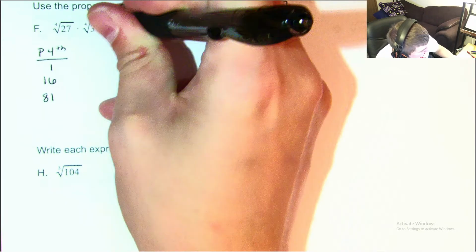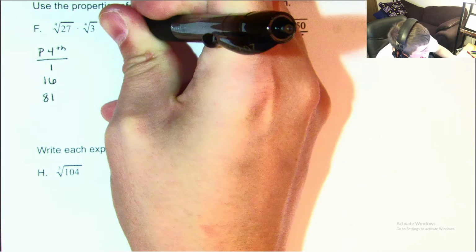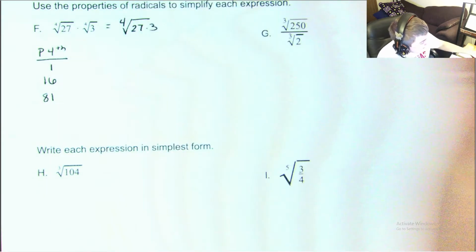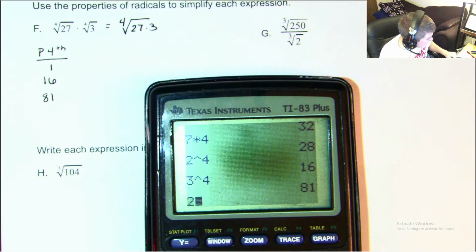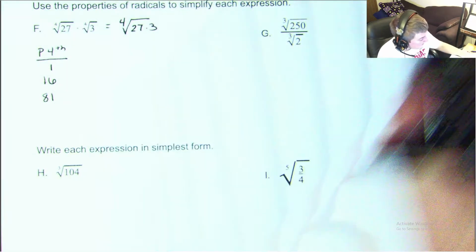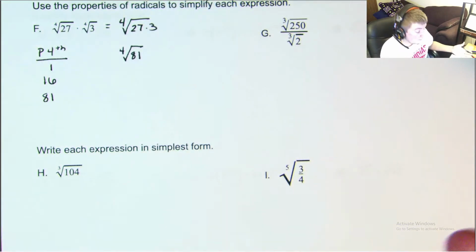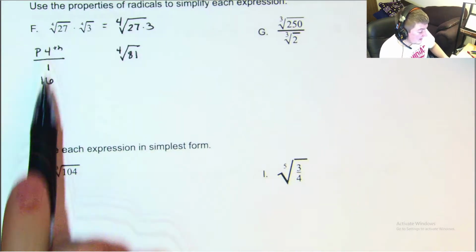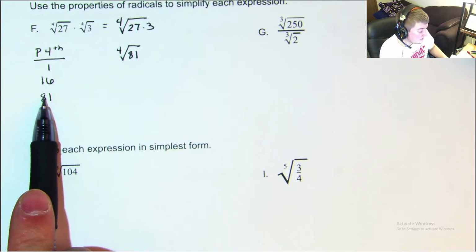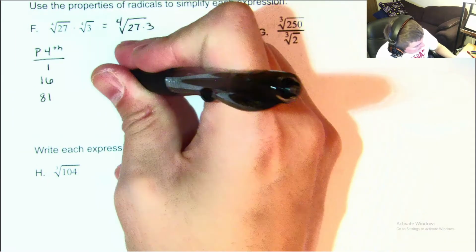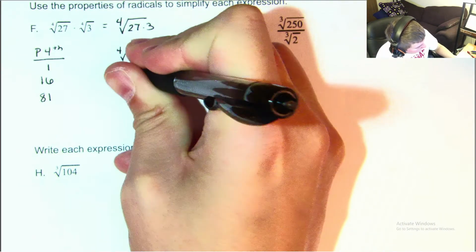So let's go ahead and condense these together. This can be the fourth root of 27 times 3, and that simplifies into the fourth root of 81. We know what the fourth root of 81 is, because I found that 81 is a perfect fourth power, and its root was 3. So this is going to simplify into plus or minus 3.